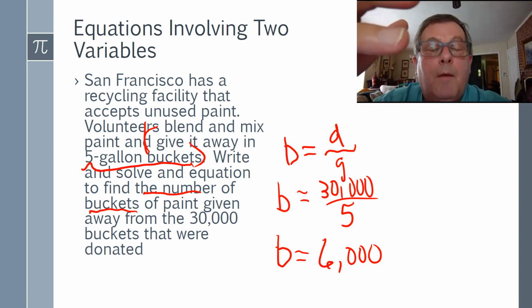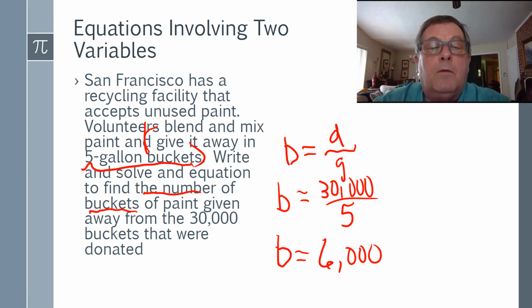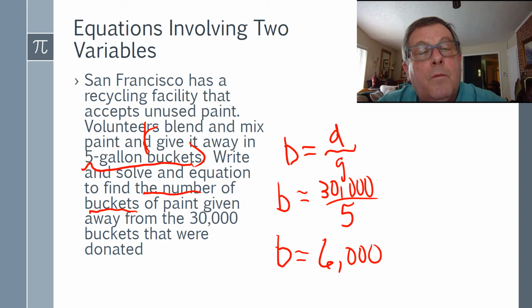When you're looking at a word problem, you've got to try to break it down. I know students hate word problems. I don't really care for them either. They're going to show up on SATs and things like that, though, as you move ahead. So we need a little practice in it. So here we assigned some variables, B for buckets, the number we're going to give away, D for the donated buckets, G for the 5-gallon buckets, because we're giving away 5-gallon buckets. And if we get 30,000 buckets of paint in, we're going to end up giving away 6,000 buckets. All right.